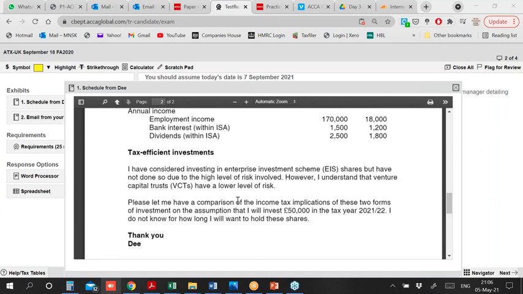Please let me have a comparison of the income tax implications of these two forms of investment on the assumption that I will invest 50,000 in the tax year 2021-2022. I do not know for how long I want to hold these shares. Okay, so for that, I have to revise the EIS and VCT from my notes to check what the tax advantages are and whether there is any holding period restriction on them to utilize those advantages. So we have to check that later on.